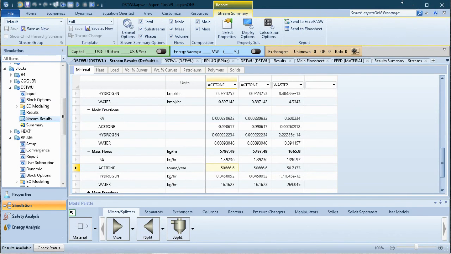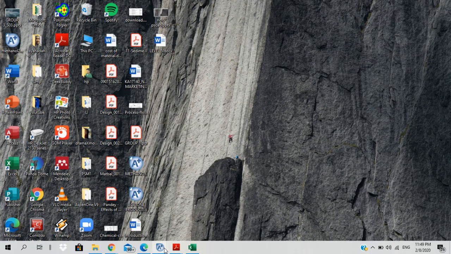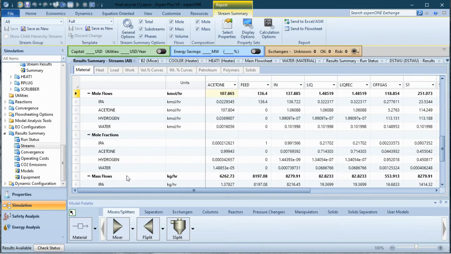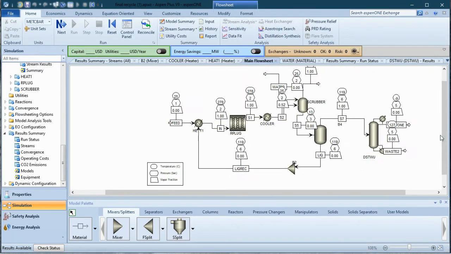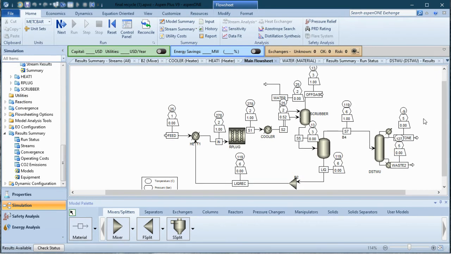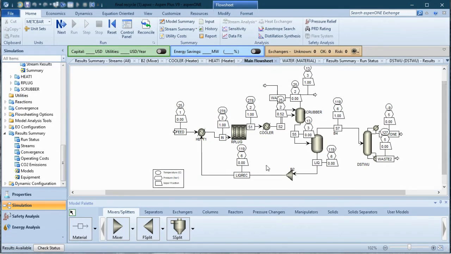So for the last question, suggest and simulate a recycling system for the process and describe the necessary steps to achieve the desired purity and capacity. And then we go to the recycle, go to the main flowsheet. This is our PFD in the Aspen Plus. We recycle from the liquid stream at the flash, and the vapor stream goes to the DSTWU.